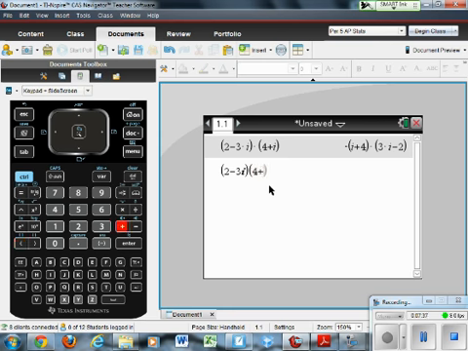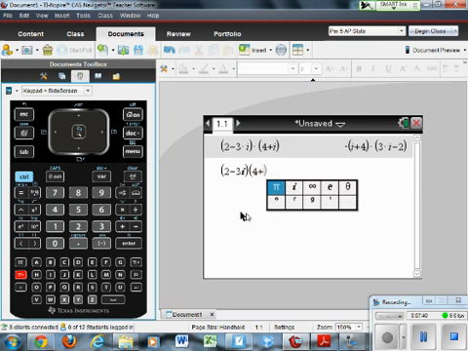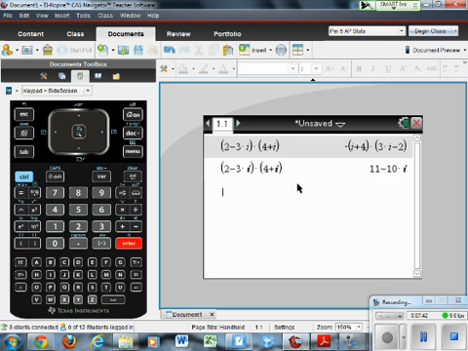And then grab this again. And now I push enter, and look, there's my 11 minus 10i. It does the correct computation. So there's a little something I just wanted to show you. Now I'll stop.